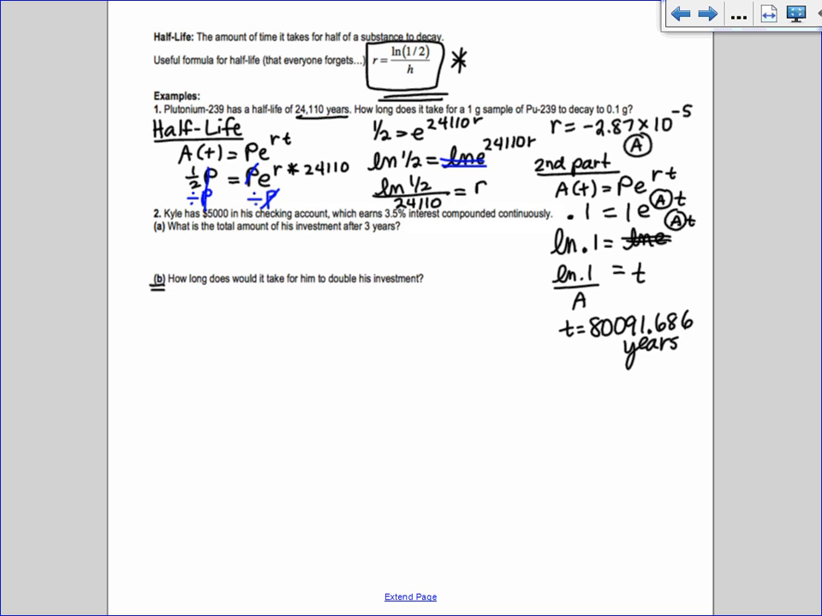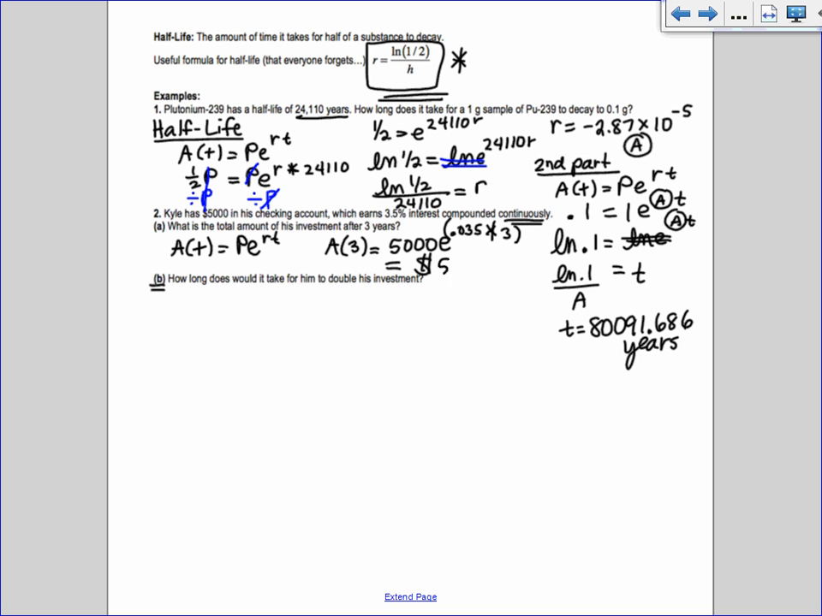So number 2, it says Kyle has $5,000 in his checking account. Oh, you are rich. You're a very rich high school student, which earns 3.5% interest compounded continuously. What is his total amount after 3 years? When it says continuously, that's your PERT formula. So your amount after 3 years equals P, which was 5,000, e to the r, 0.035, times t, which is 3. I always put that whole exponent in parentheses. You guys kill me. So I have 5,000 e to the 0.035 times 3.